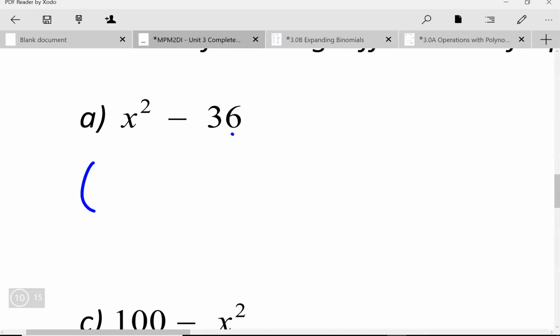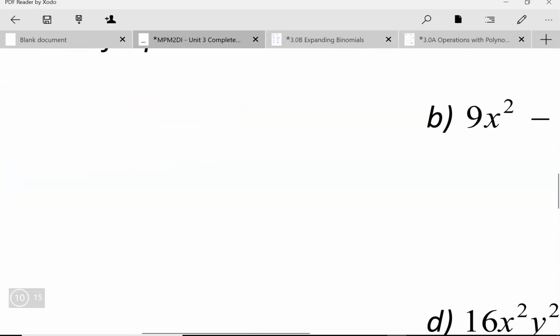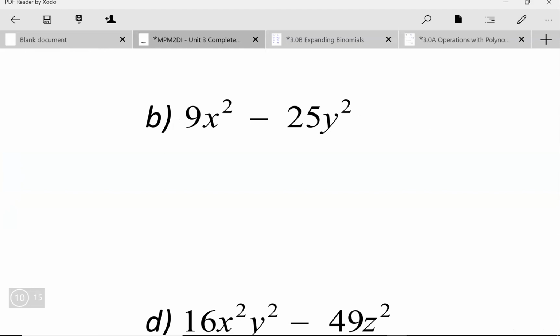So what you're going to do is set up two brackets, and take the square root of the first one, which is x. Then take the square root of the second one, which is 6. You're going to do (x + 6)(x - 6), and if you expand and check, you will get x squared minus 36. Again, hopefully we can see it's quite straightforward.